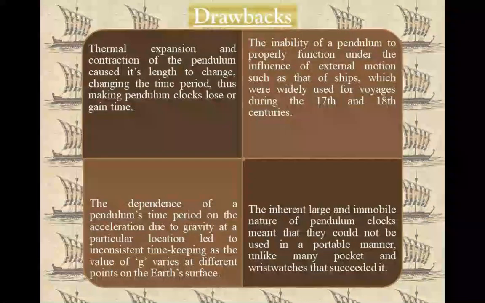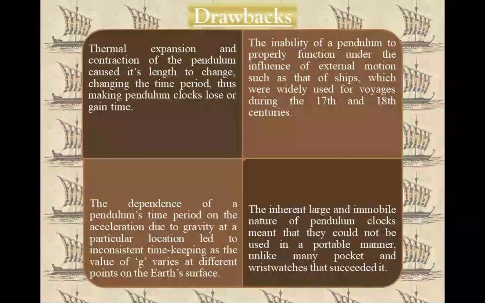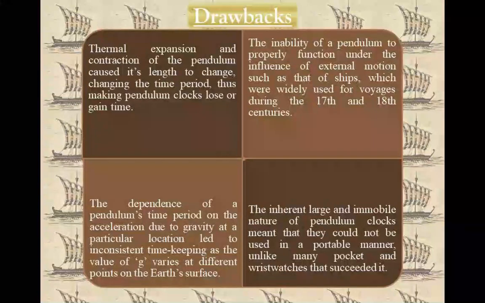These clocks could not be used on ships because the swaying of the ship would affect the swinging of the pendulum, which was a massive drawback in the age of sea exploration. Also, you could not use the clock in a place with different gravitational acceleration than from where it was originally made, like at different altitudes. These clocks were very bulky and very difficult to transport.